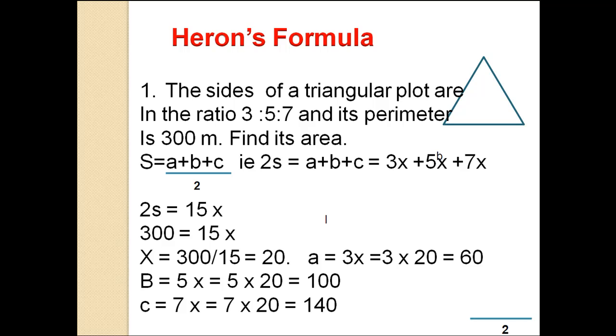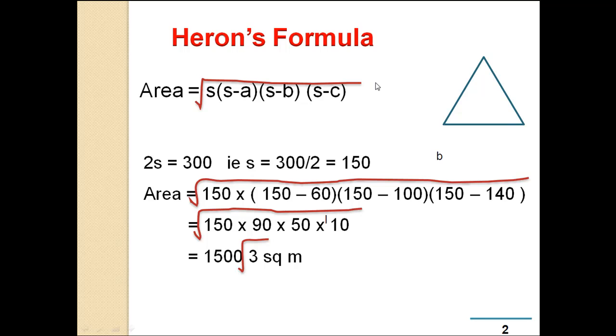a equal to 3x, 3 into 20, that is 60. b equal to 5x, 5 into 20, which is 100. c equal to 7x, 7 into 20, that is 140. Area equal to square root of s into (s minus a) into (s minus b) into (s minus c). 2s equal to 300, s equal to 300 by 2, which is 150.